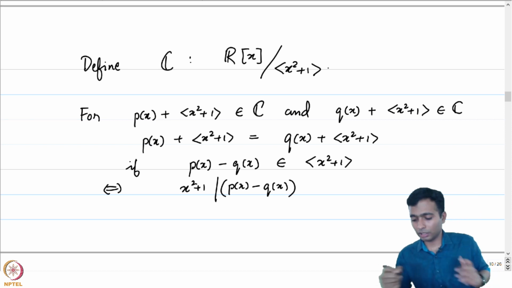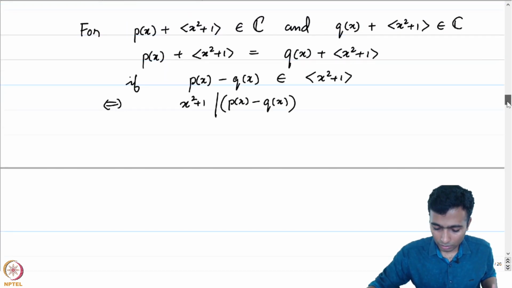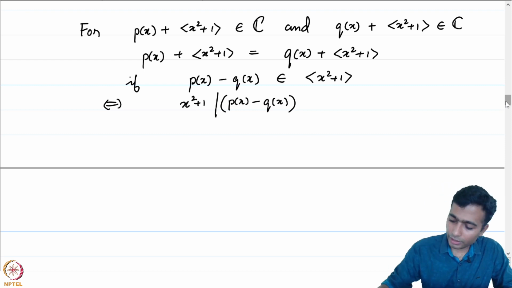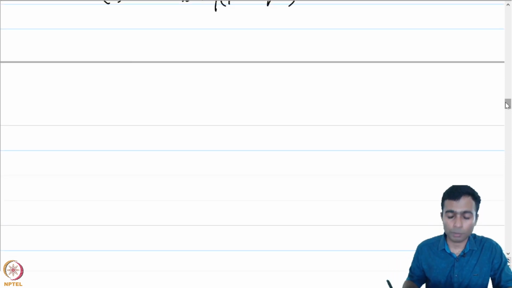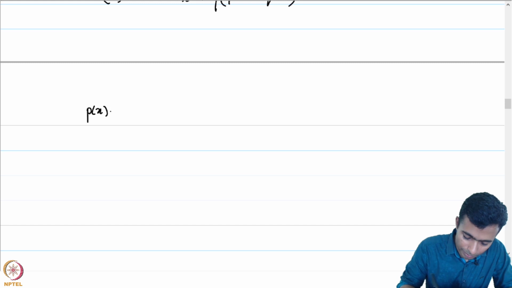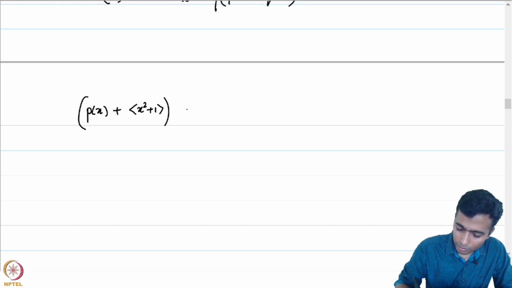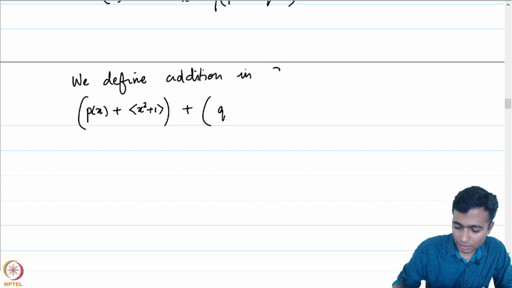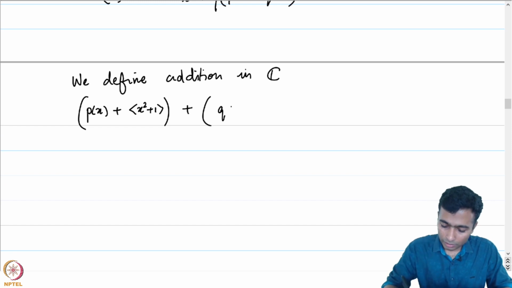So this is the equivalence relation of the cosets involved. And what are the operations, addition and multiplication operations here? P of x plus x square plus 1 plus, so we define addition in C, R of x mod x square plus 1.